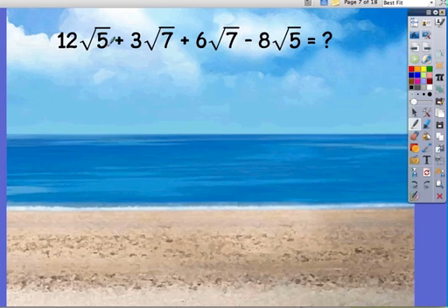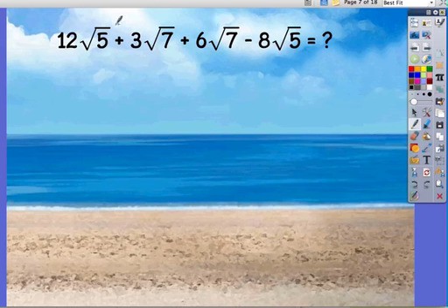Here I have 12 square roots of 5 plus 3 square roots of 7 plus 6 square roots of 7 minus 8 square roots of 5. So the first thing I need to look at are the indexes. Here, this is a square root, so my index is 2. Index is 2, 2, and 2, so that's good.